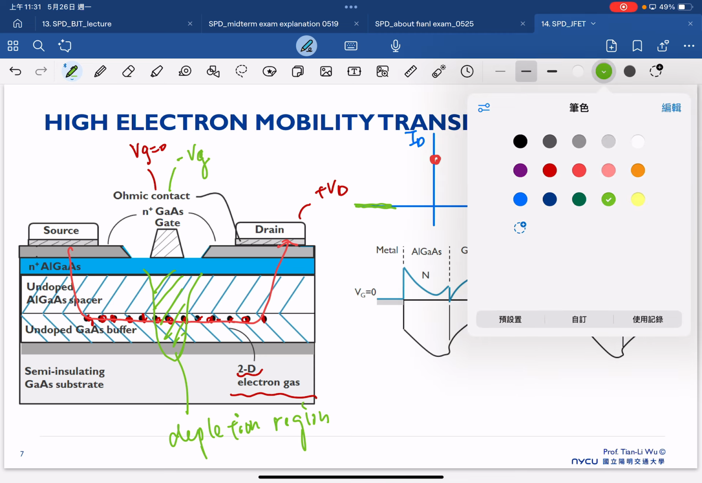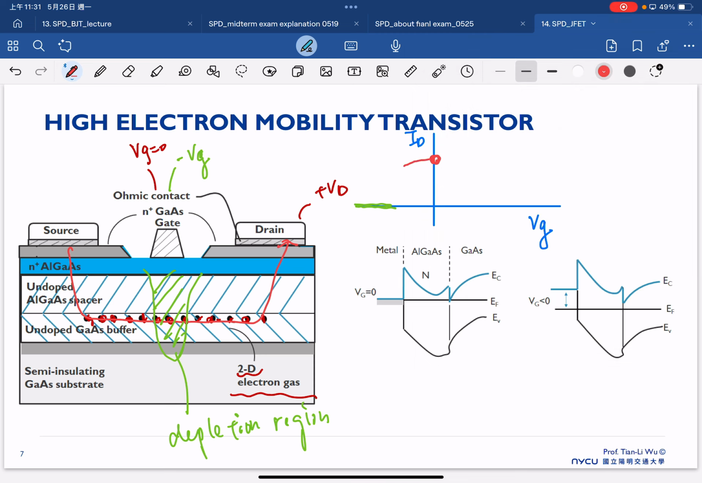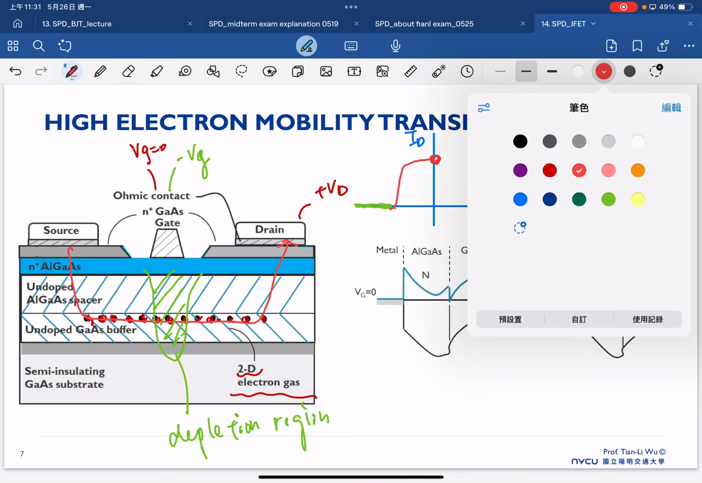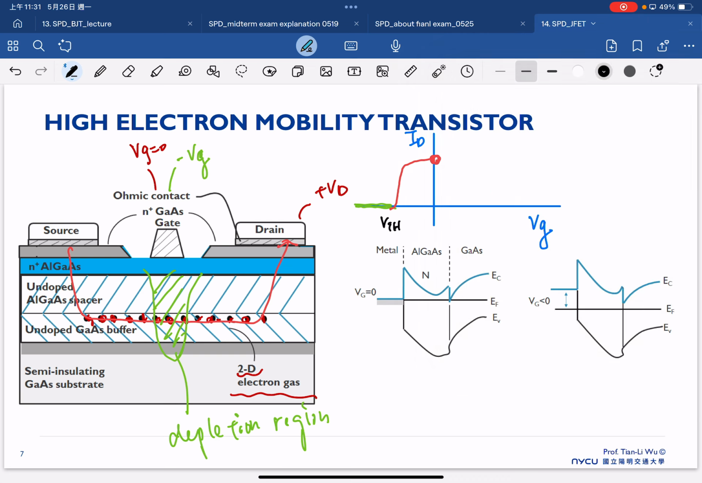So therefore, the typical characteristic for the HEMT structure is that the threshold voltage is below 0, as shown here. That's why we put this as the same concept like the JFET, because we have this already conducting channel, and we need to consider how to use the depletion to turn off our transistor. Okay.